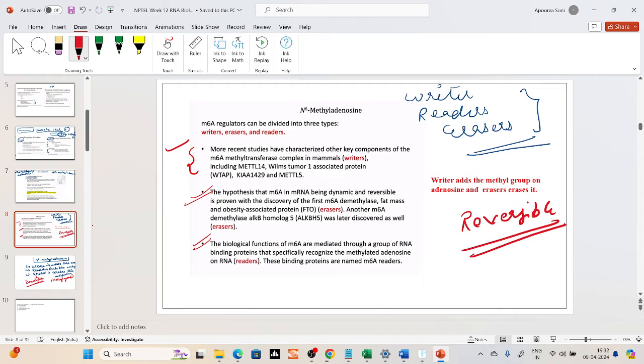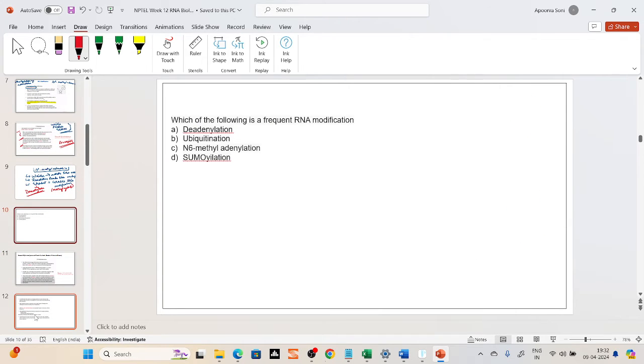Okay. Now we'll just see the question. The first chapter and the last two chapters are very important, because in the last two chapters we have protein translation, and that is an important chapter, not just from your exam point of view, but in general, for your competitive examinations also. So first try to solve this question: which of the following is a frequent RNA modification? Deadenylation, ubiquitination, N6-methyl adenylation, or sumoylation. I'll give you 1 minute and then I'll switch the screen.